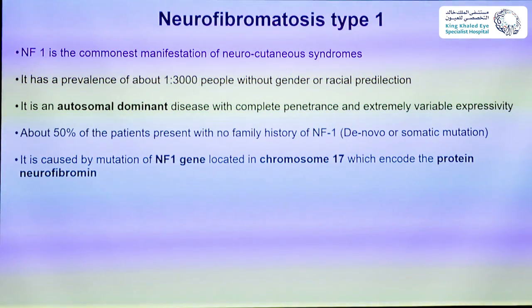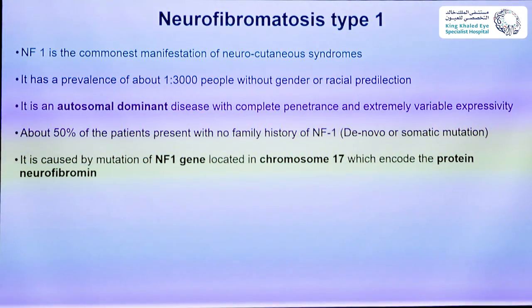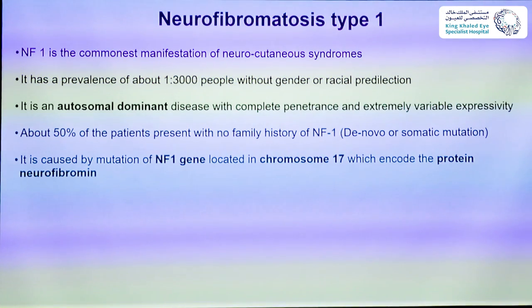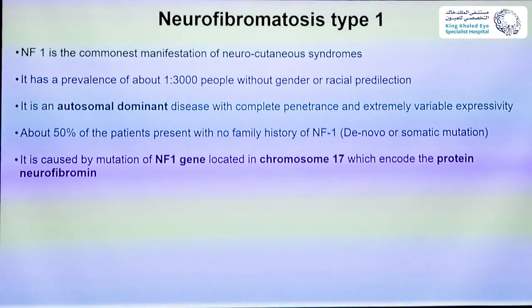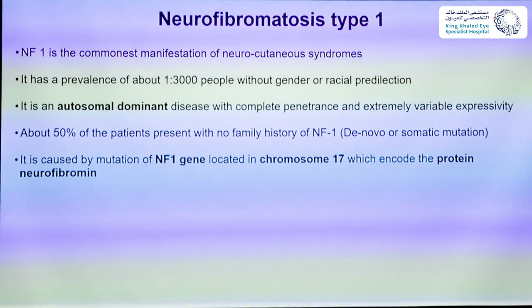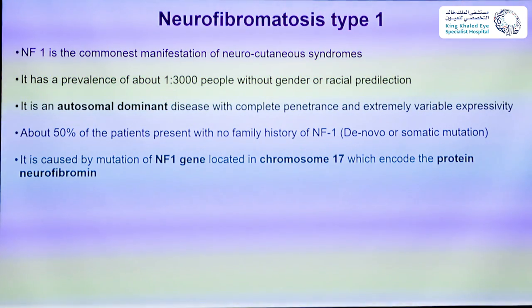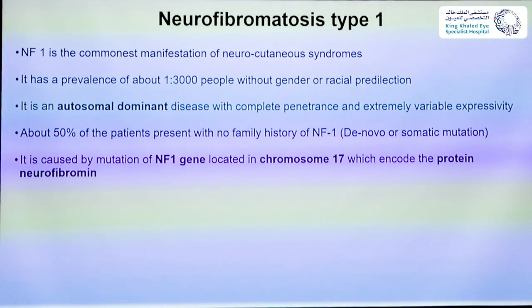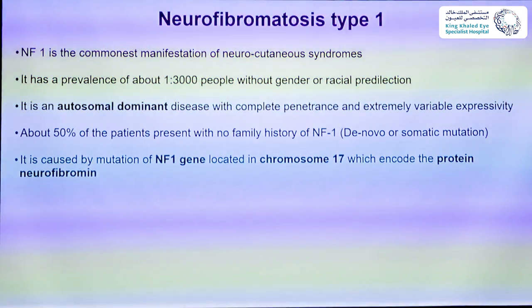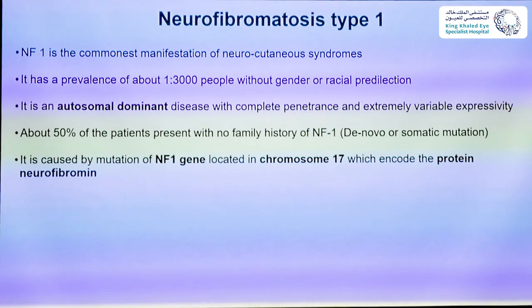It has an autosomal dominant inheritance pattern with complete penetrance and extremely variable expressivity. We all know what complete penetrance means, and this is specialized for autosomal dominant diseases: every person with the mutation will show the signs or symptoms. Variable expressivity means the spectrum of the penetrance. Some patients have a very mild effect, but other patients may have very severe manifestations. So that's penetrance and expressivity.